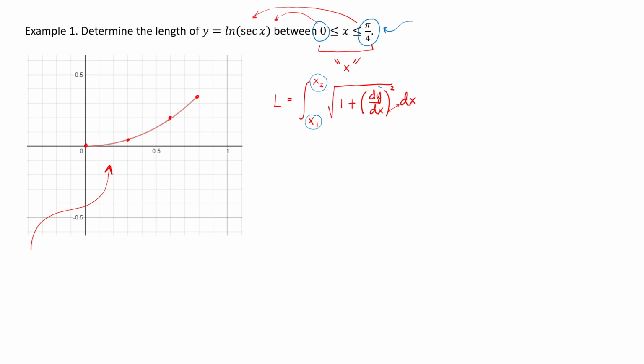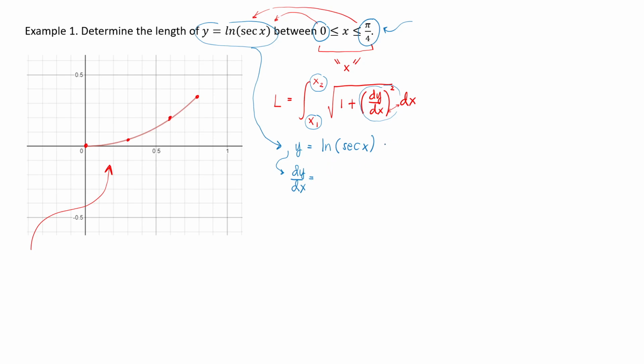What's left for us to determine is now your dy over dx. Since we are determining the length of this equation, we're going to write this equation first. So y equals ln of secant x. As per the basic definition of derivatives, the left side becomes dy over dx, the derivative of y with respect to x.